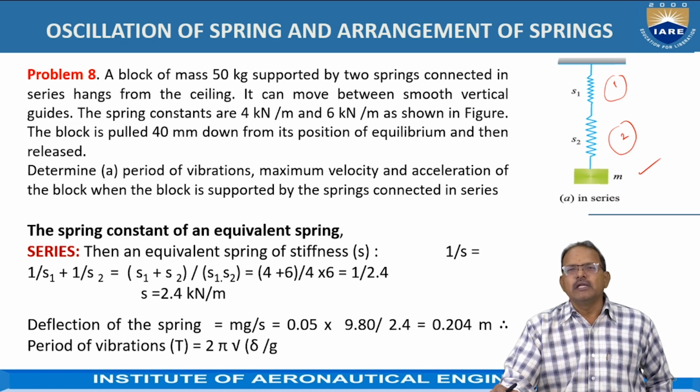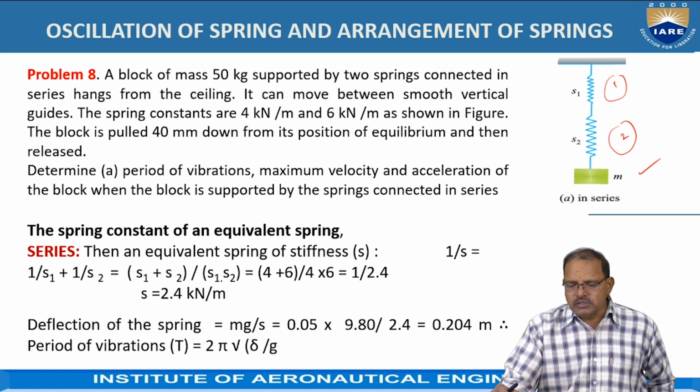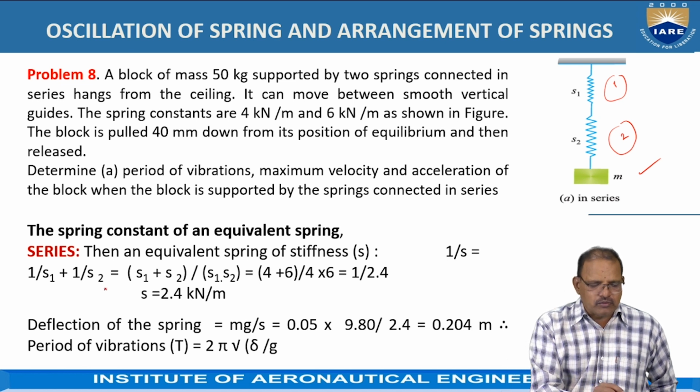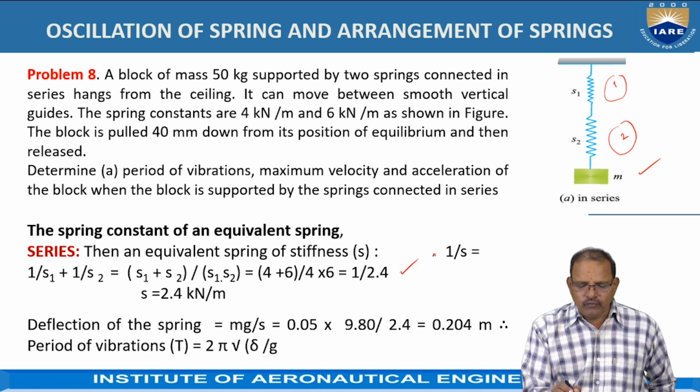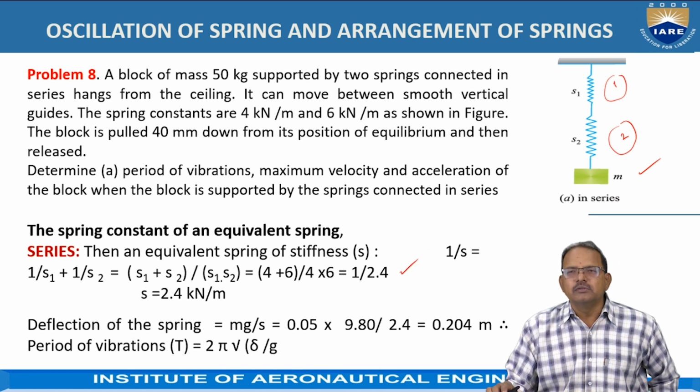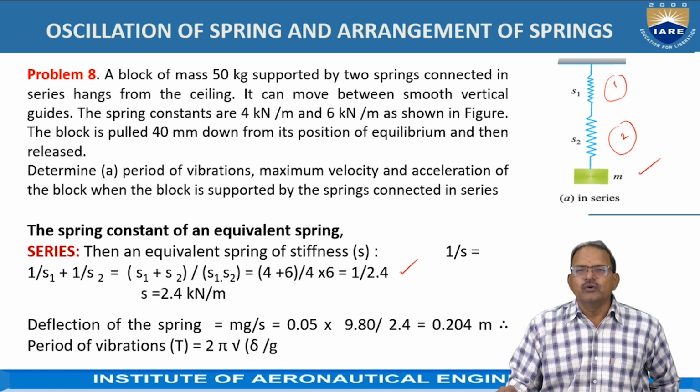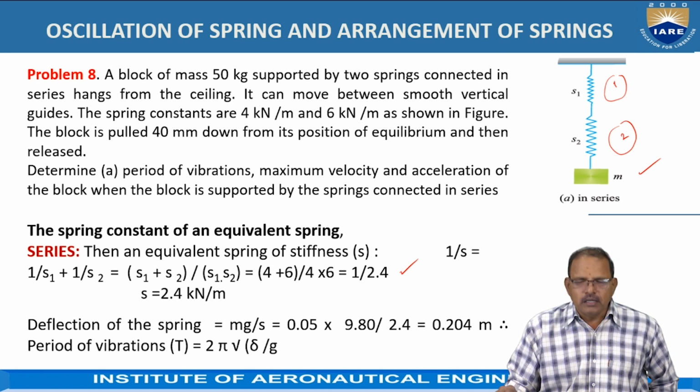The spring constant for the equivalent springs we have to determine by using the relation 1 by S is equal to 1 by S1 plus 1 by S2. Since the springs are connected to each other in series, on simplification we get S1 plus S2 divided by S1 into S2, that is 4 plus 6 divided by 4 into 6, which is equal to 10 divided by 24. Finally we got S is equal to 2.4 kilonewton per meter.